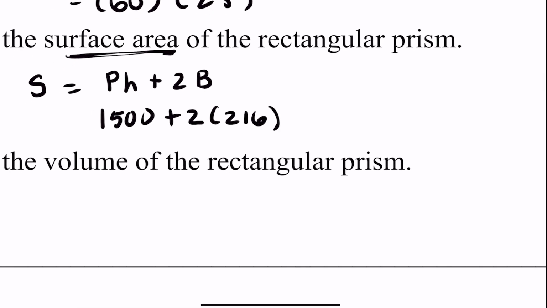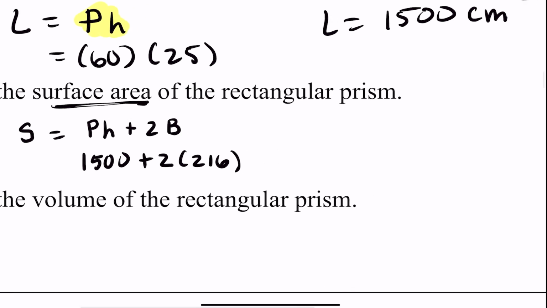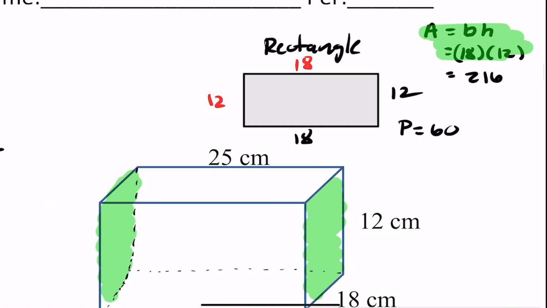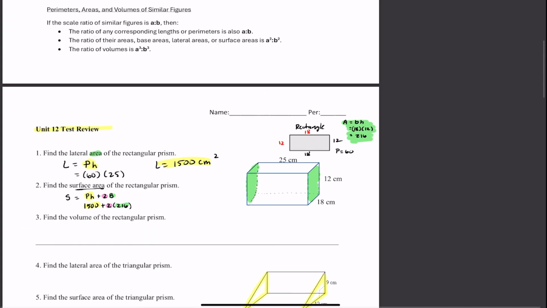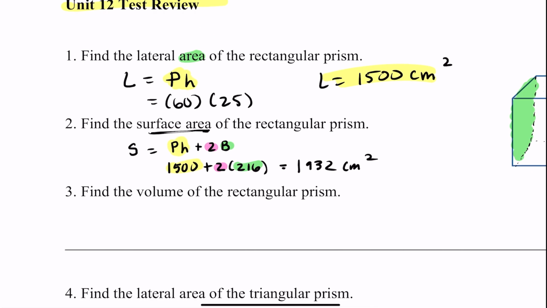Okay, so let me go ahead and use my highlighter so you understand what's going on. The perimeter times the height is 1,500, right? Plus 2 times the area of the base. So we don't do anything with the 2. And then the area of the base was me using this. So if I calculate, I'm going to get 1,932 square centimeters. That's my answer. And we're dealing with area here, yes?